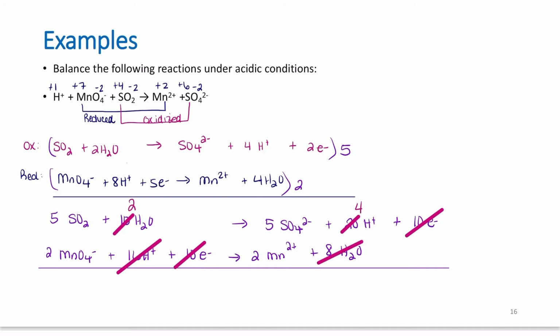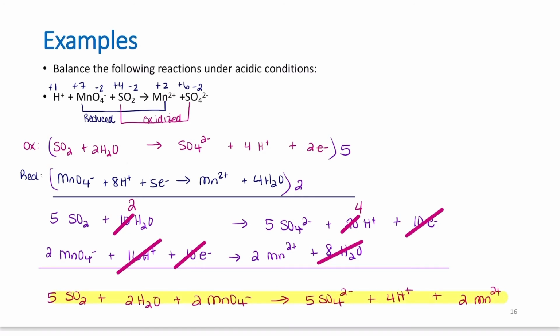So then we just write the resulting reaction. 5 SO2, 2 H2O, 2 MnO4-, giving 5 SO4 2-, 4H+, and 2 Mn2+. And you should be able to check that reaction and see that the number of sulfur, oxygen, hydrogen, and manganese on either side of the reaction are balanced, and our overall charge is balanced as well.